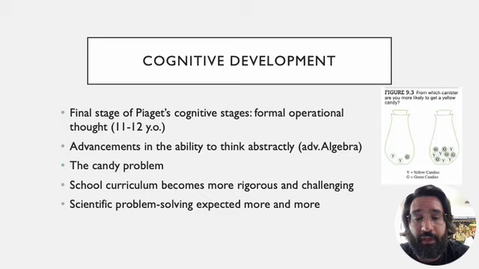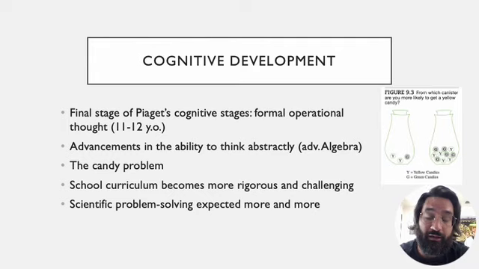The school curriculum becomes a lot more rigorous and challenging with problems like this for kids. Scientific problem solving is expected more and more, right? Having a hypothesis, testing that hypothesis, taking notes and observations, and then revisiting the hypothesis to see if it stands up to the experiment. That kind of thinking and problem solving becomes expected more as kids age through middle school and high school. And so being able to think at the formal operational level becomes really important for success in school.